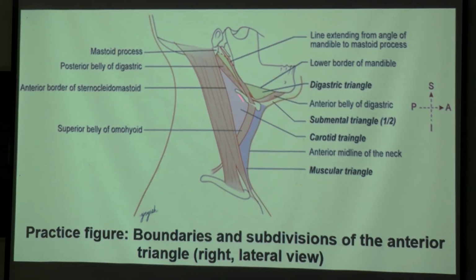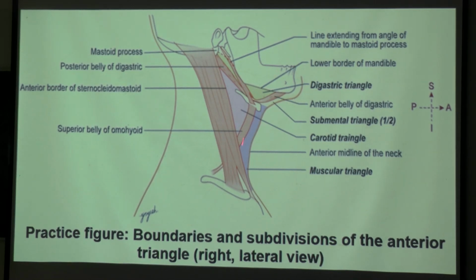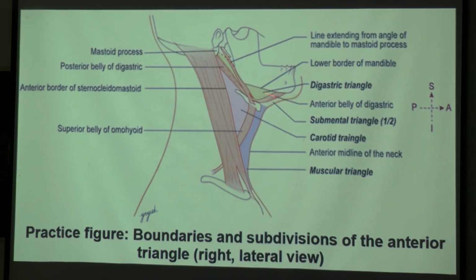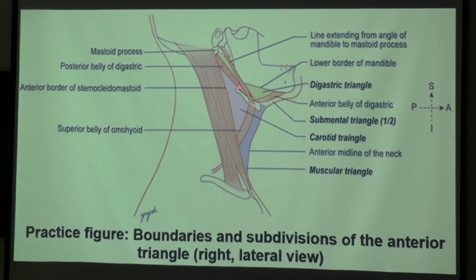See here the boundaries. The anterior boundary is formed by this anterior midline of the neck from symphysis menti to the suprasternal notch. The posterior boundary is formed by the anterior border of the sternocleidomastoid. The superior boundary or base is formed by the base of the mandible and the line extending from the angle of the mandible up to the mastoid process. The apex is formed by the joining of the anterior and posterior boundaries here near the suprasternal notch.